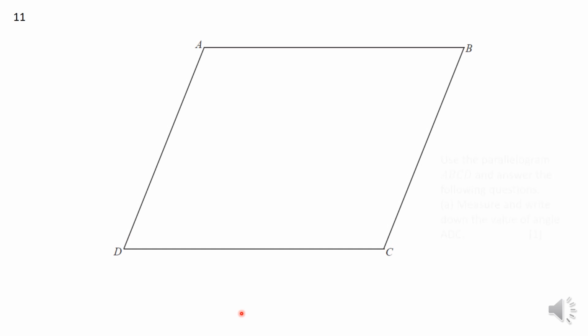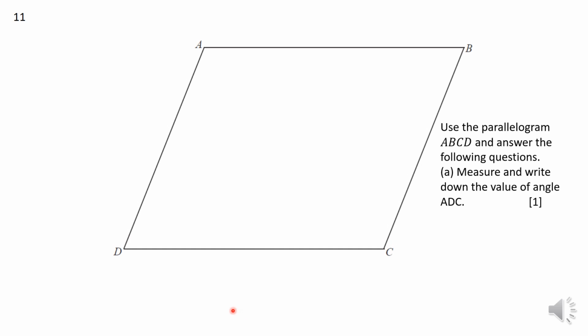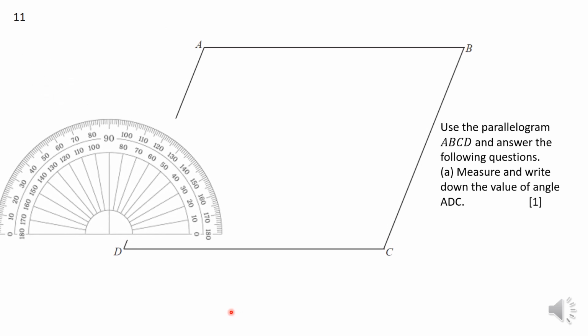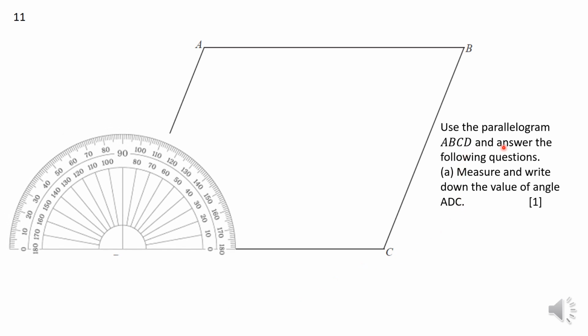Right, this particular question, I have done it and solved it in a few ways. They are saying we are supposed to use the parallelogram and answer the following questions. Measure and write down the value of angle ADC. So you take your protractor and you measure from the 0 inside. Remember, this is an acute angle, and you should get something like 68 degrees.